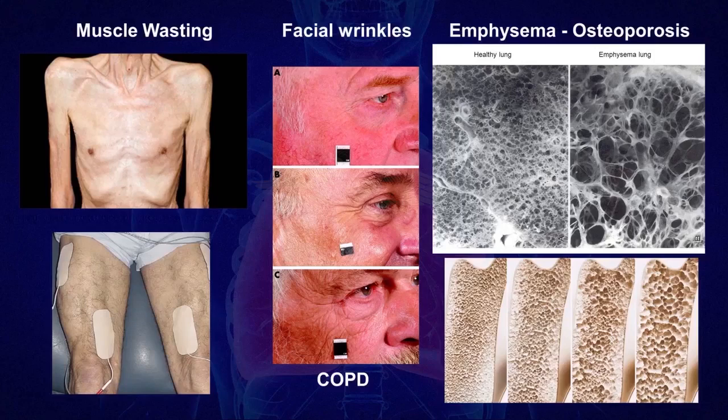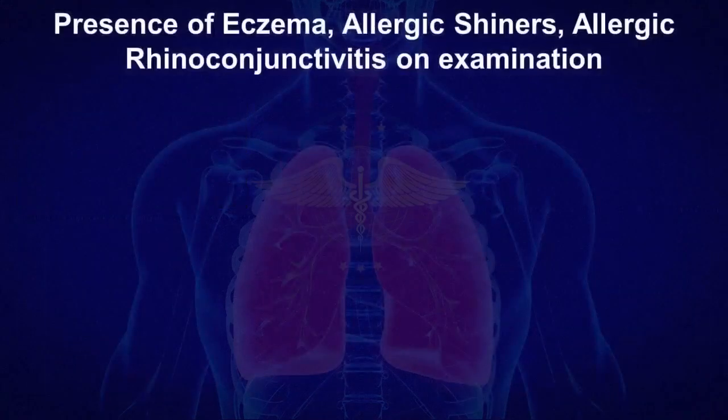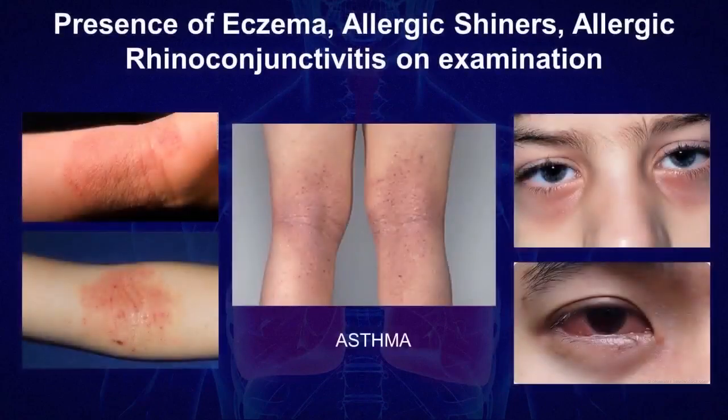On the other hand, if your patient has signs of eczema, either on the wrist, the ankle, or the elbow, or you can see what are called allergic shiners just below the eye, or there is presence of allergic rhinoconjunctivitis.